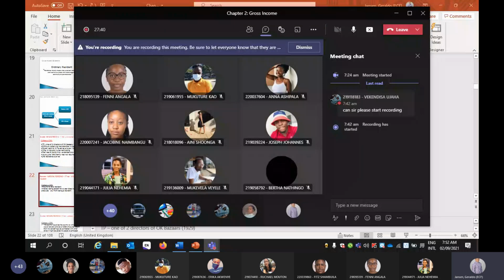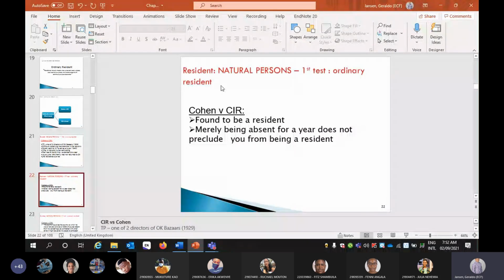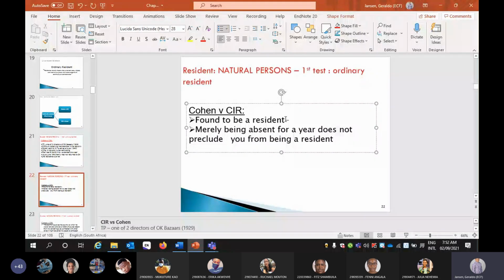However, we saw how the principles will be applied. So what we established in this court case is whether Cohen is a resident for tax purposes. And we know that if you are a resident for tax purposes, that is when we will split it, whether you are ordinary resident or a non-resident. Now, in this court case, it was found that Mr. Cohen is a resident, and what the judge basically said was that merely being absent for a year does not preclude him. Preclude just means actually exempt you from being a South African resident.